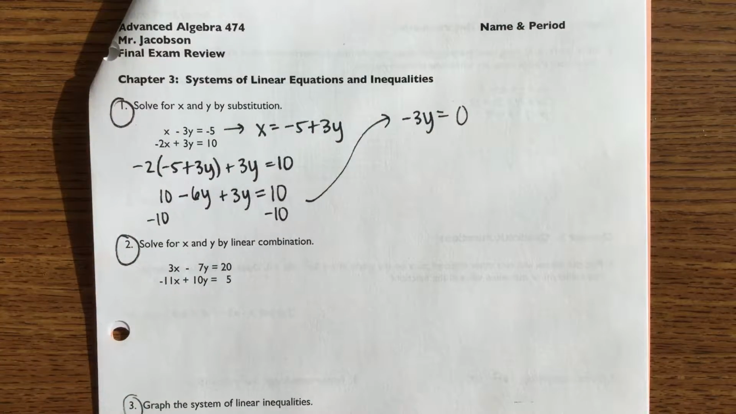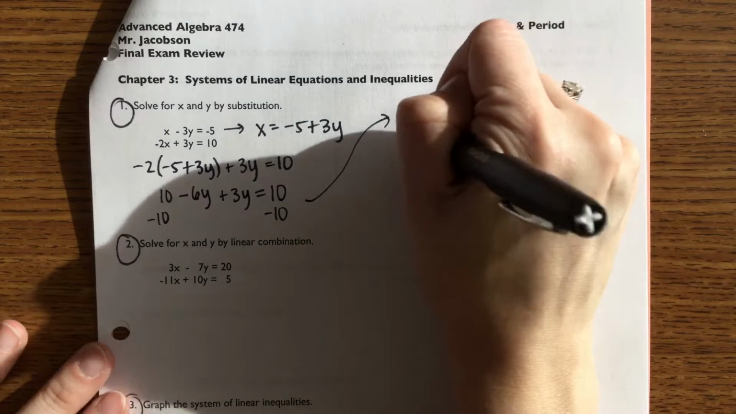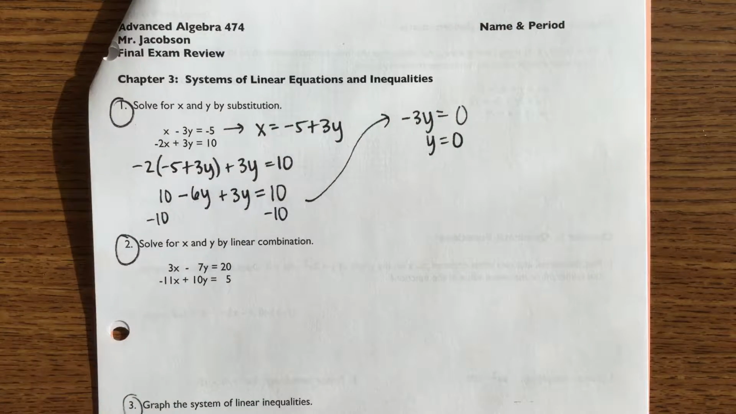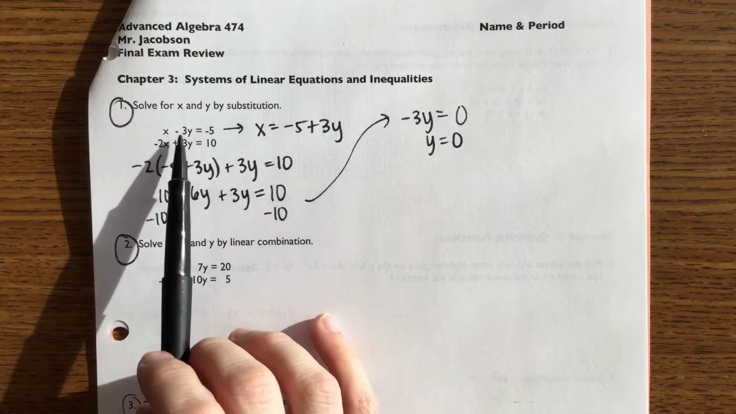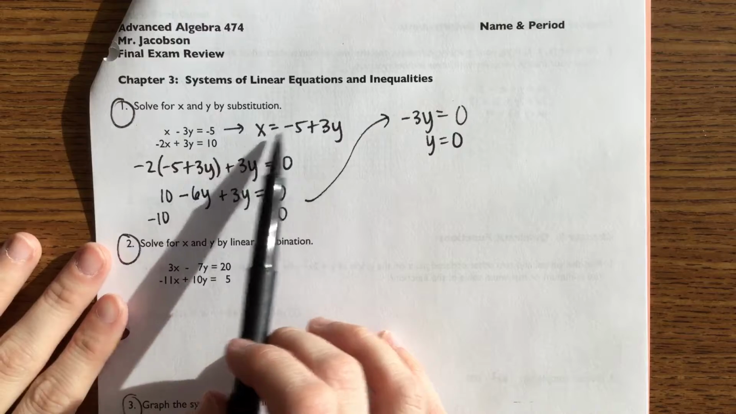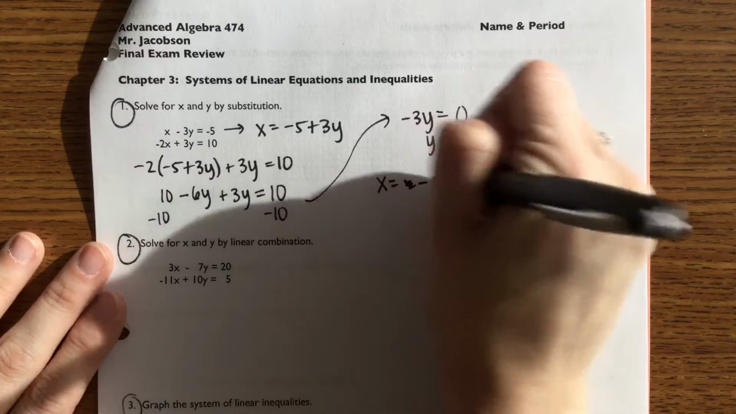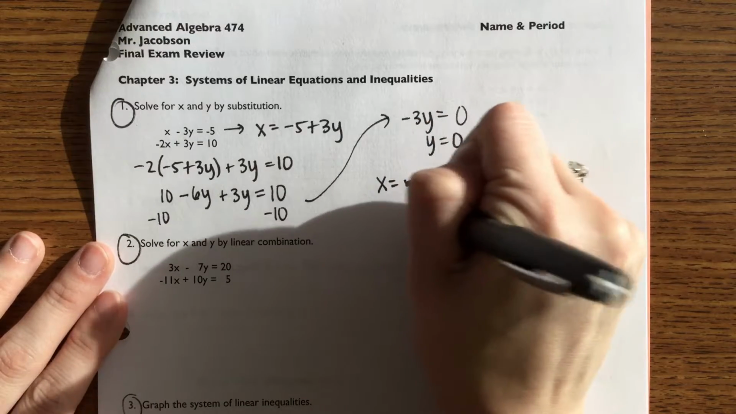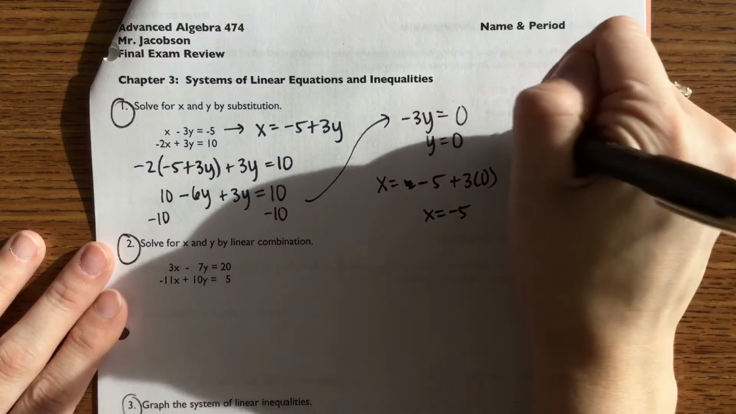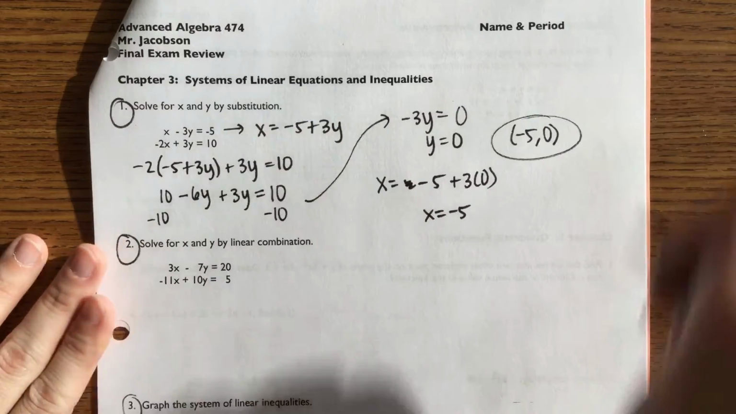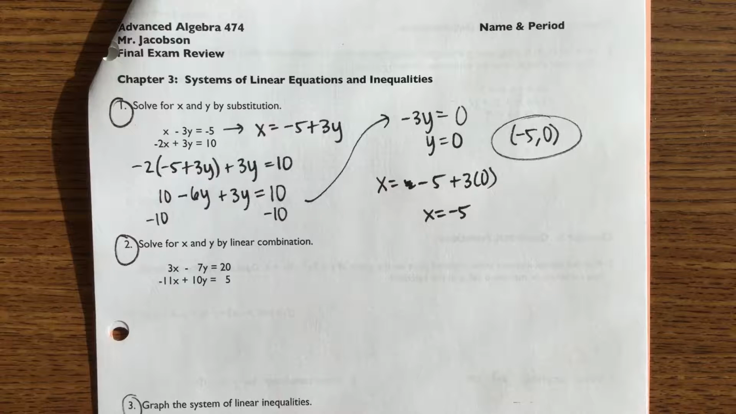Okay, when we did this chapter, a lot of you got to this point and you wrote no solution. No, not no solution. What does y equal here? 0. Yes. So I have a whole bunch of options of where I can plug y back into to find x. What is the easiest one? The first one. How about over here? So I'm going to use this equation. I get x equals negative 5 plus 3 times 0, so x equals negative 5. So my ordered pair is negative 5 comma 0. If you do not write it as an ordered pair, I will not give you credit.